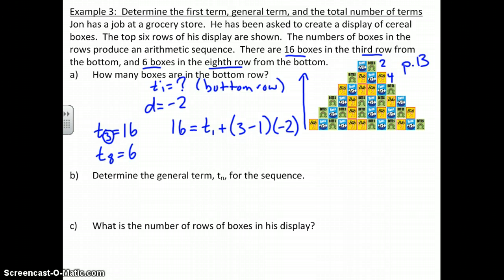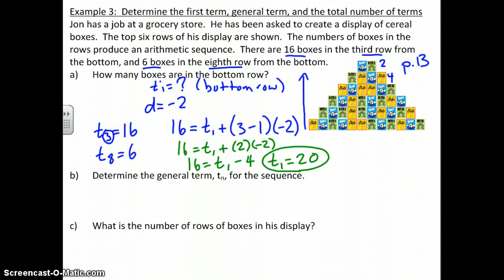Looking at that, do we have enough information now to solve for T1? Yes, we do. So we just need to isolate the T1. So we have 16 equals T1 plus 2 times negative 2, so 16 equals T1 take away 4, because that's a positive 2 and a negative 2. And then we add the 4 to the other side, so we get T1 equals 20. You could do the same with T8 equals 6, and you should find that it also equals 20. I did it, and in fact it does.